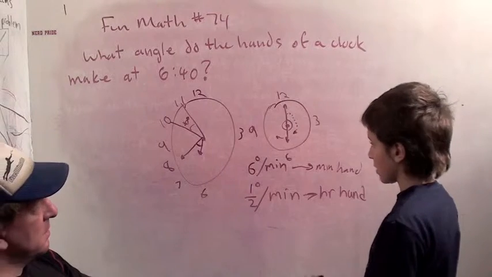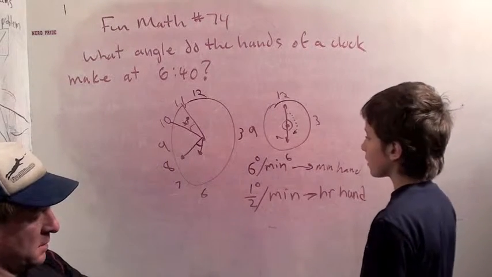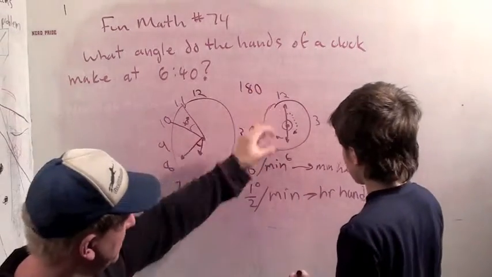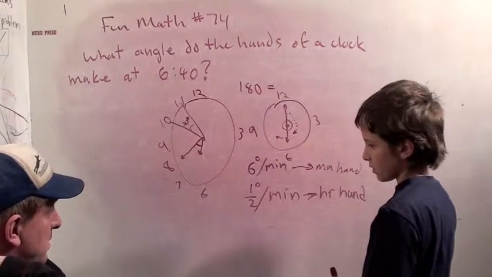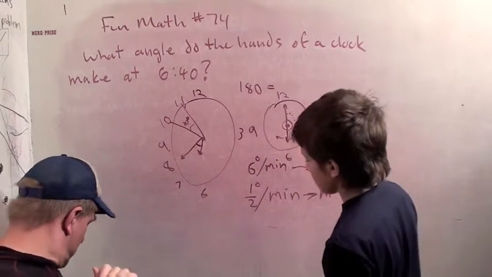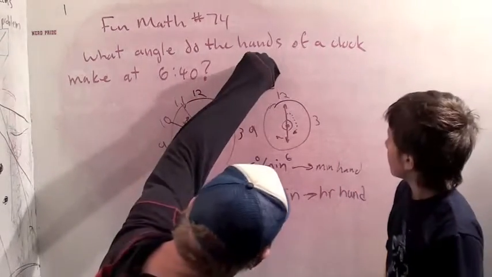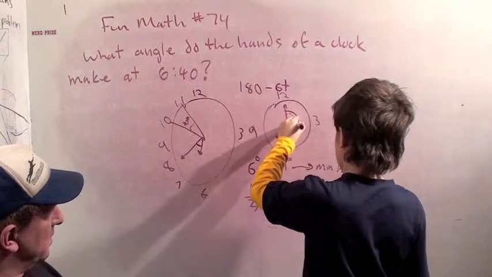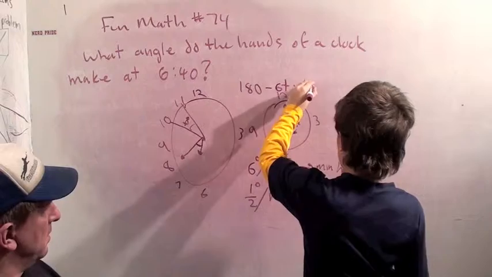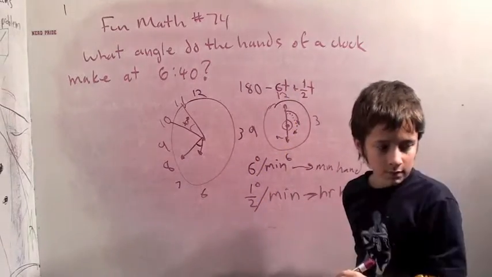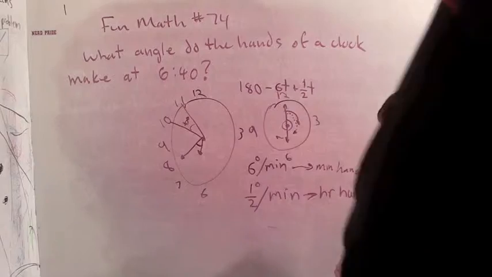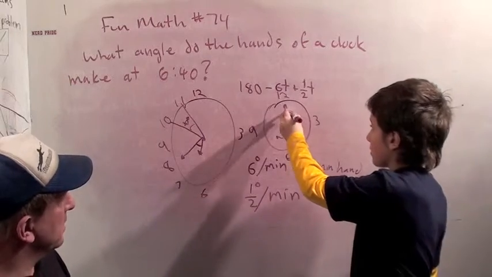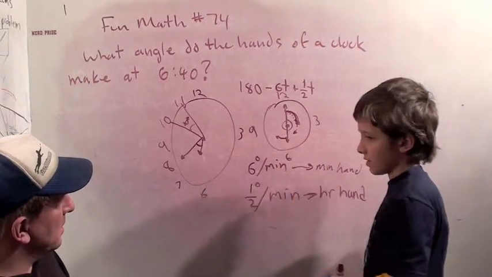So we can have an equation. It's 180, which is what we have at 6 o'clock, right? Equals, no wait, it's not equals, what did we say? It's 180 minus 6t, because this is shrinking it, plus 1/2 t, where t is time. So what does 180 minus 6t plus 1/2 t tell us? It tells us how the minute hand's shrinking and the hour hand's expanding it.